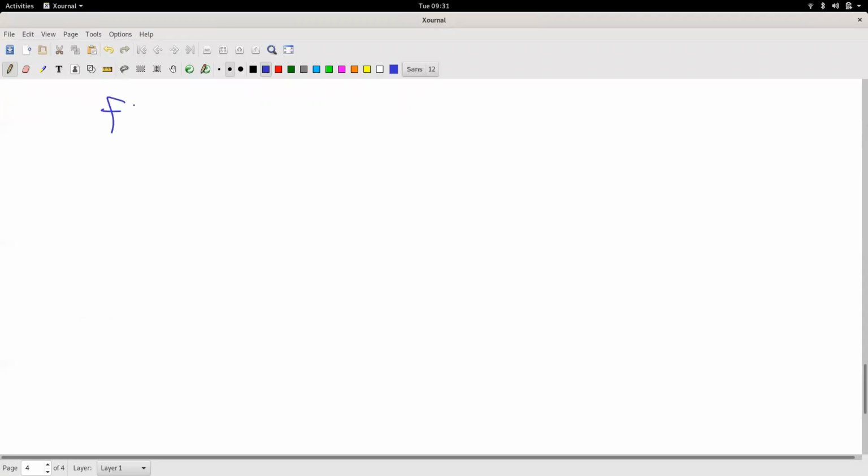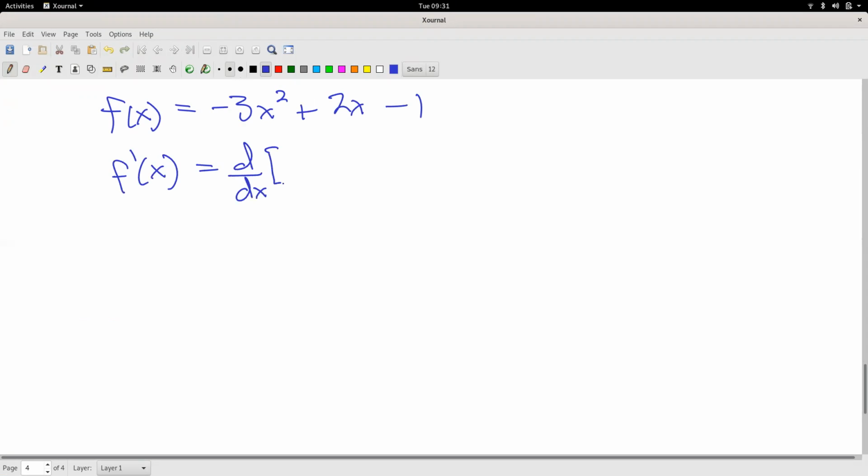So f of x equals negative 3x squared, and there's some good examples of this in the book also I recommend you check out, plus 2x minus 1. We want to find f prime of x, which means take the derivative with respect to x of this function, f of x. So I'm just going to play with some notation here that you're going to see more and more often. And at the moment, the only way we have to take the derivative is to take a limit. So we could either use what I call the traditional approach where h goes to 0, or we could use the alternative approach where x approaches a.